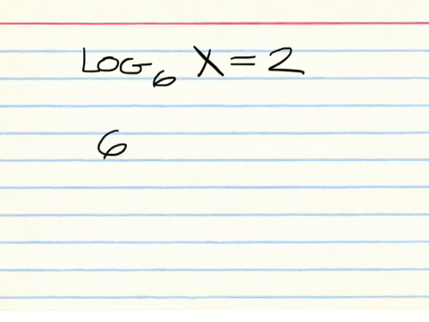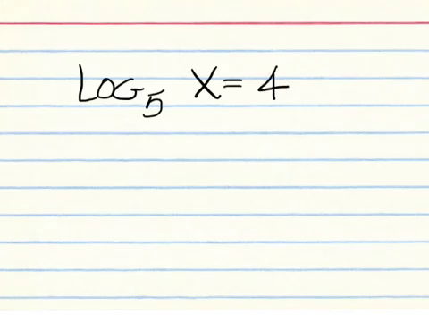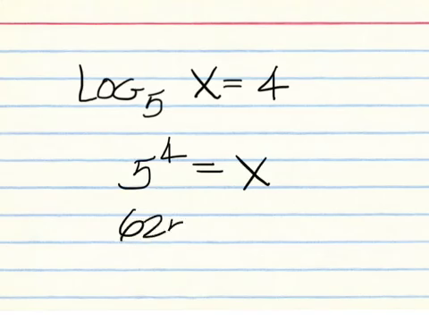In this example, it's log base 6 of x equals 2. So write it in exponential form. It would be 6 to the second power equals x. And this is one of your easier ones. Clearly the answer is 36. Log base 5 of x equals 4. The solution for this is 5 to the 4th equals x, and that would be 625.